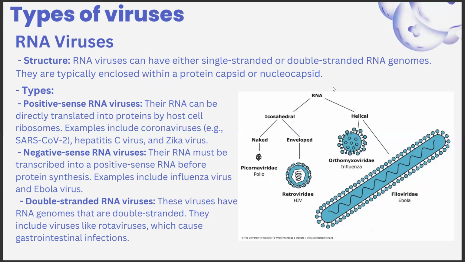First, positive sense RNA virus. The RNA can be directly translated into proteins by host cells. Examples include coronavirus, hepatitis C virus, and Zika virus.